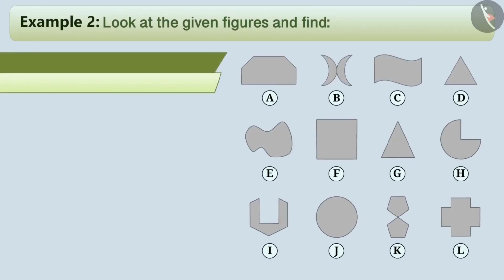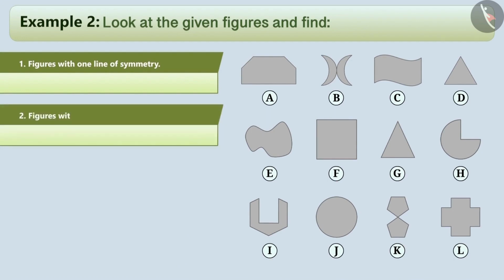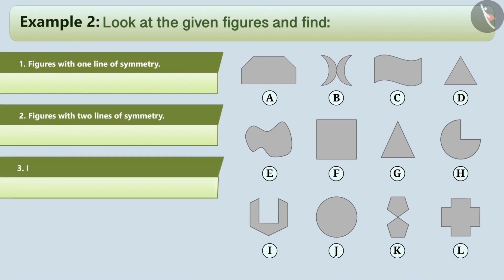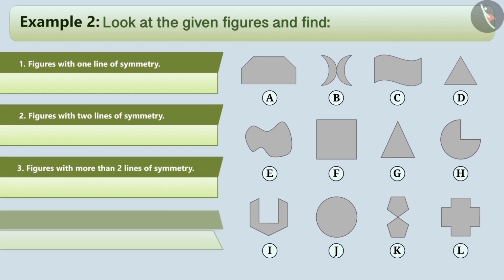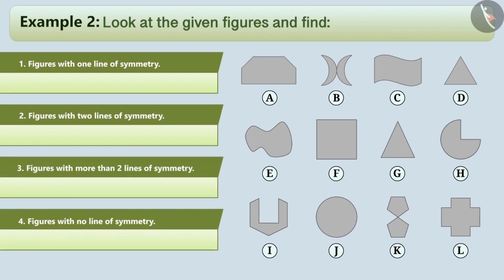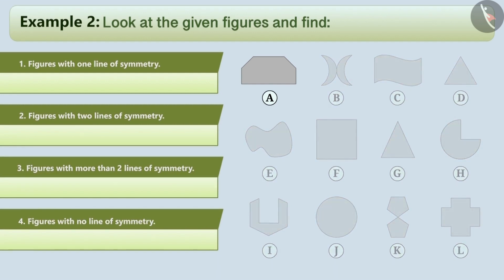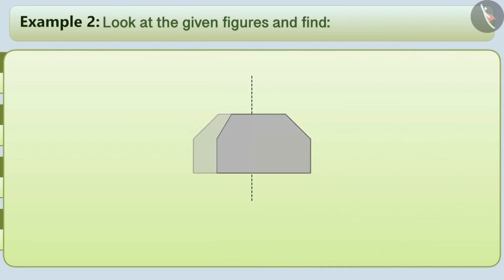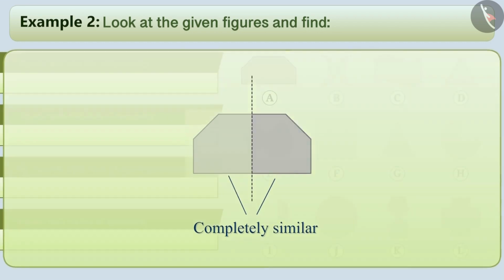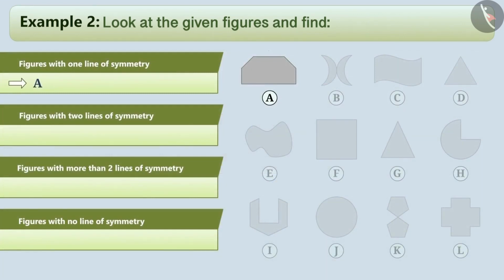Next example. Look at the given figures and find figures with 1 line of symmetry, figures with 2 lines of symmetry, figures with more than 2 lines of symmetry, figures with no line of symmetry. If we talk about figure A, by folding it vertically, the two halves cover each other completely. It can be seen that this doesn't happen by folding the figure through any other line. Hence, we can say that the figure A has just one line of symmetry.